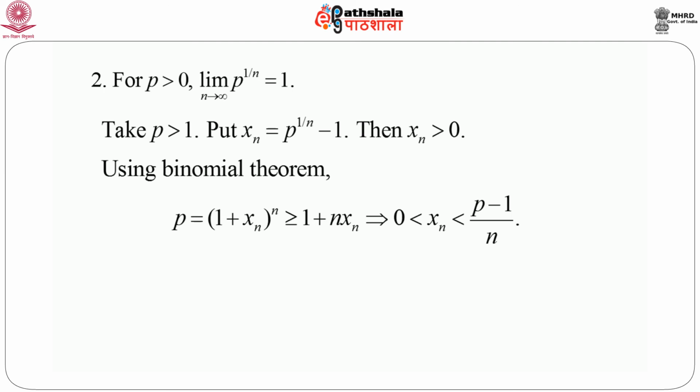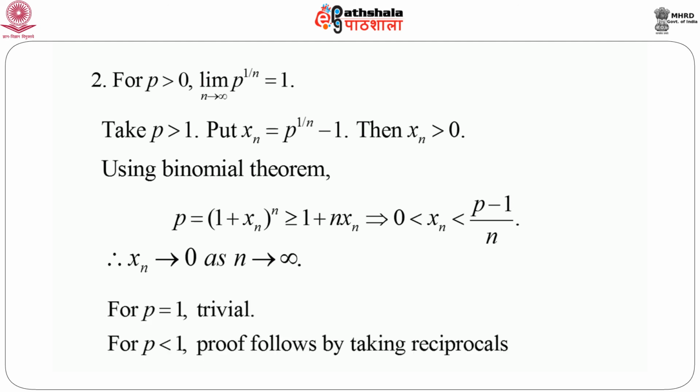This immediately implies that xn is less than (p minus 1) by n, and at the same time xn is bounded below by 0. So 0 is less than xn, which is less than (p minus 1) by n. As n goes to infinity, the right side goes to 0, so xn goes to 0 as n goes to infinity. If we put p equals 1, then p to the power 1 by n is always equal to 1, and hence its limit is 1. For p less than 1, the proof follows by the same argument as for p greater than 1, only we take the reciprocal.